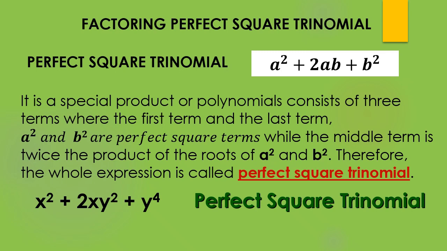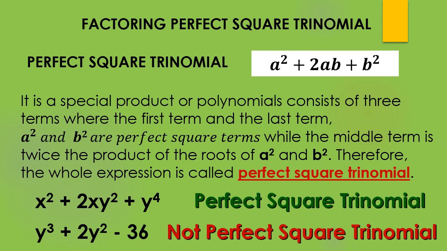How about another one? y cubed plus 2y squared minus 36. Is this a perfect square trinomial? The answer is no. It is not a perfect square trinomial because, as you can see, the first term here is y cubed. y cubed is not a perfect square term because this term is raised by an exponent of 3. So in this case, the entire expression cannot be called a perfect square trinomial.